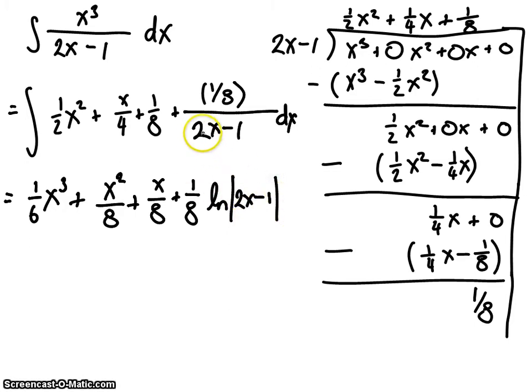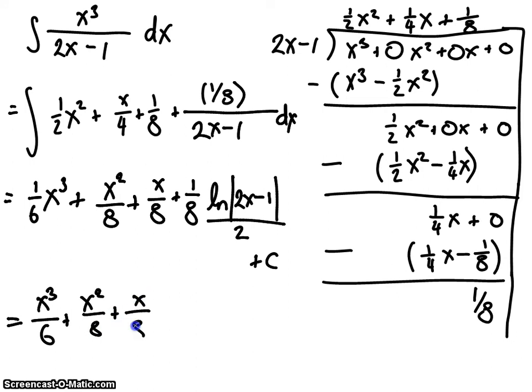But then, of course, I need to divide by the derivative of this expression. So I need to divide by 2 because of this 2x in here. So I divide the whole thing by 2. And of course I add my constant of integration. So my final answer should be x cubed over 6 plus x squared over 8 plus x over 8 plus ln of 2x take 1 over 16 plus c.